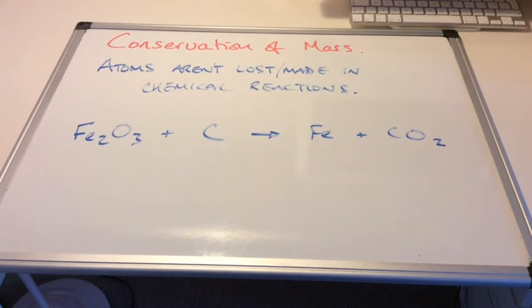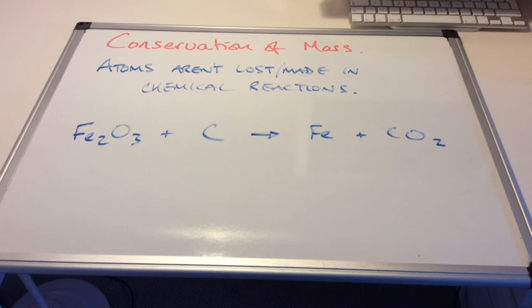So we'll finish the whole video with this one here. This is the reaction involved in the blast furnace, where you take iron oxide and you react it with carbon to extract the iron, the Fe, and it makes carbon dioxide as a result. So if you want to balance the equation, and then I'll set a little maths question at the very end just to tie in the conservation of mass.